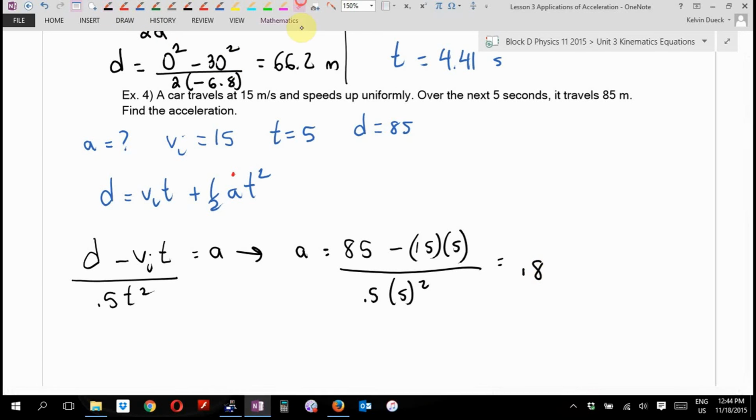Final question, Sage, look up. How many sig figs? 2. How many sig figs? 1. Oh, one. Oh, you know what? It worked out to 1 sig fig. That's kind of convenient. I'm going to go 0.8 meters per second squared.